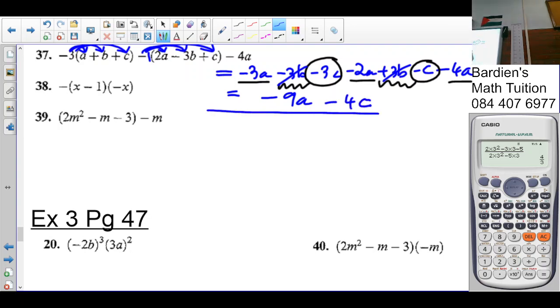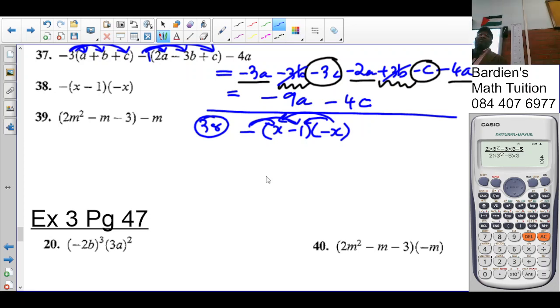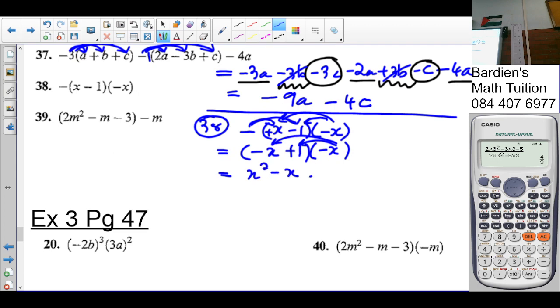Okay. Let's look at number 38. You got negative into x minus 1 minus x. So what you should note is that the negative must be multiplied in and that negative x must be multiplied. Can you see that? So either you multiply both at one time or you multiply one and then the other. I'm going to multiply the negative in first. So that would be negative times positive is negative x. Negative times negative is positive 1 into negative x. Now we multiply the negative in. So that is going to give you x squared minus x.